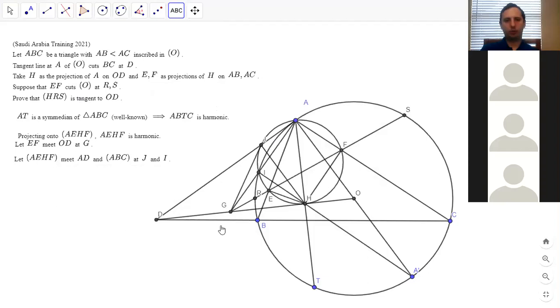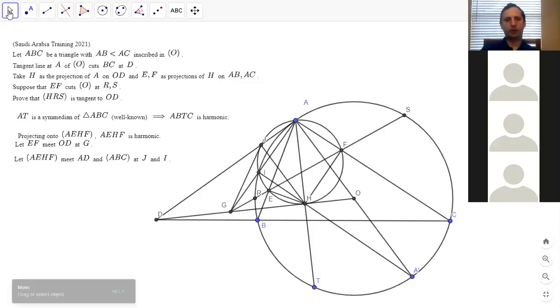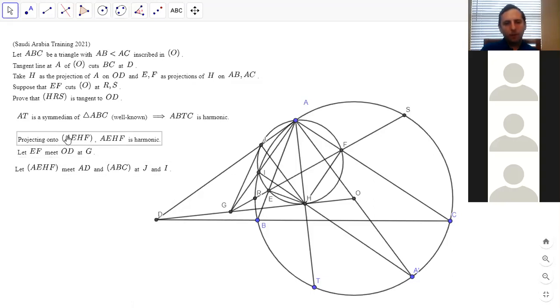First we want to know GJ is tangent. Sorry, was that just like an angle chase, or how did we know GJ was tangent? I think Dan, you mentioned it. Because GEHF is a harmonic quadrilateral, and you let EF cut the tangent at H at G, so GJ will be the tangent as well.